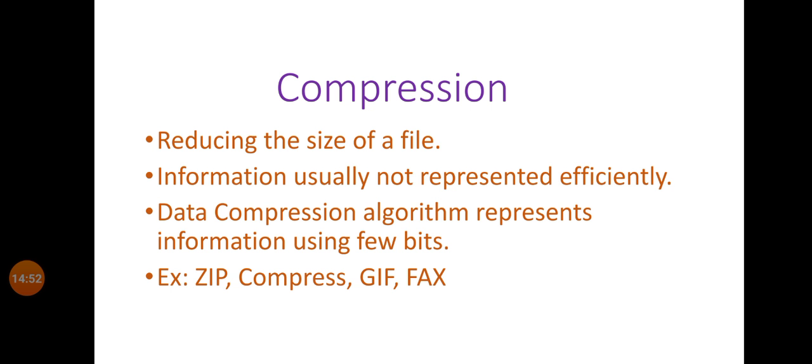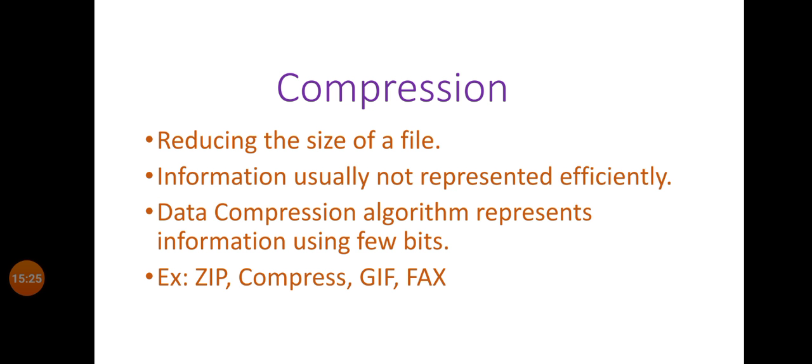So data compression is reducing the size of a file. The information in data compression is usually not represented efficiently. Because of compressed data, the information is not represented efficiently. A data compression algorithm represents information using few bits, which means a large file consisting of some kilobytes or megabytes is reduced into few bits.